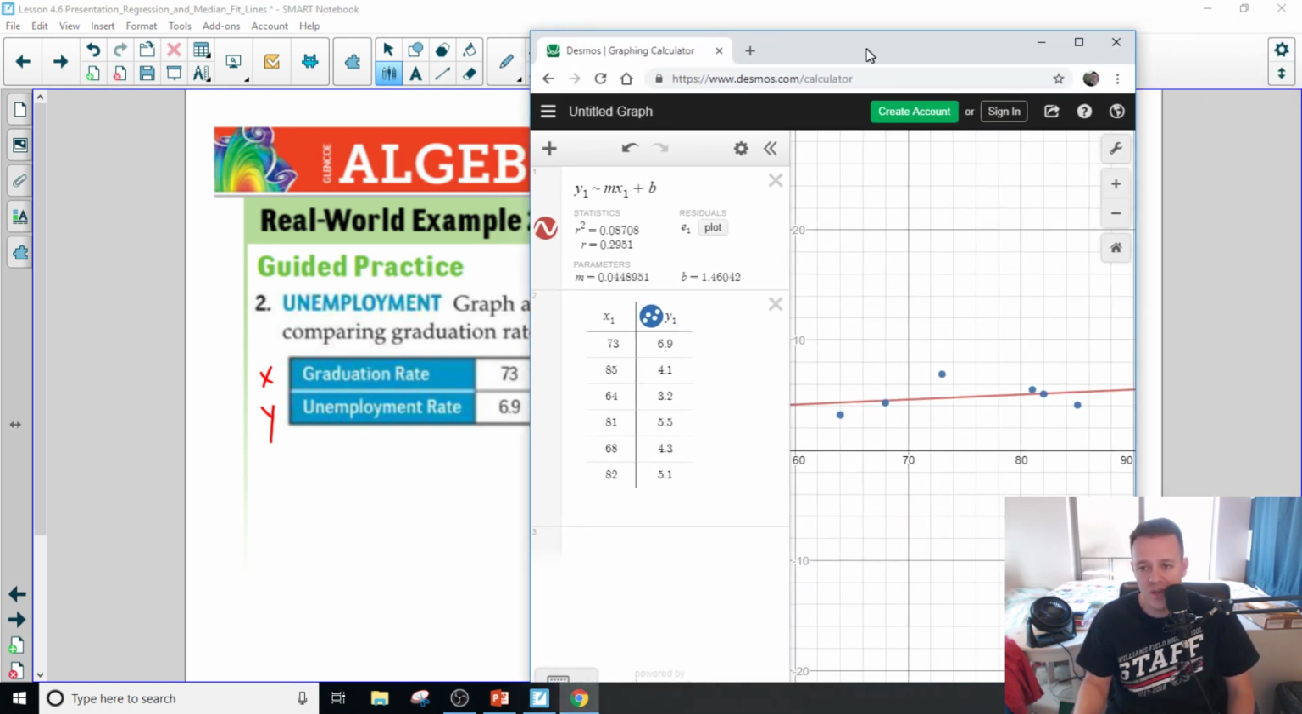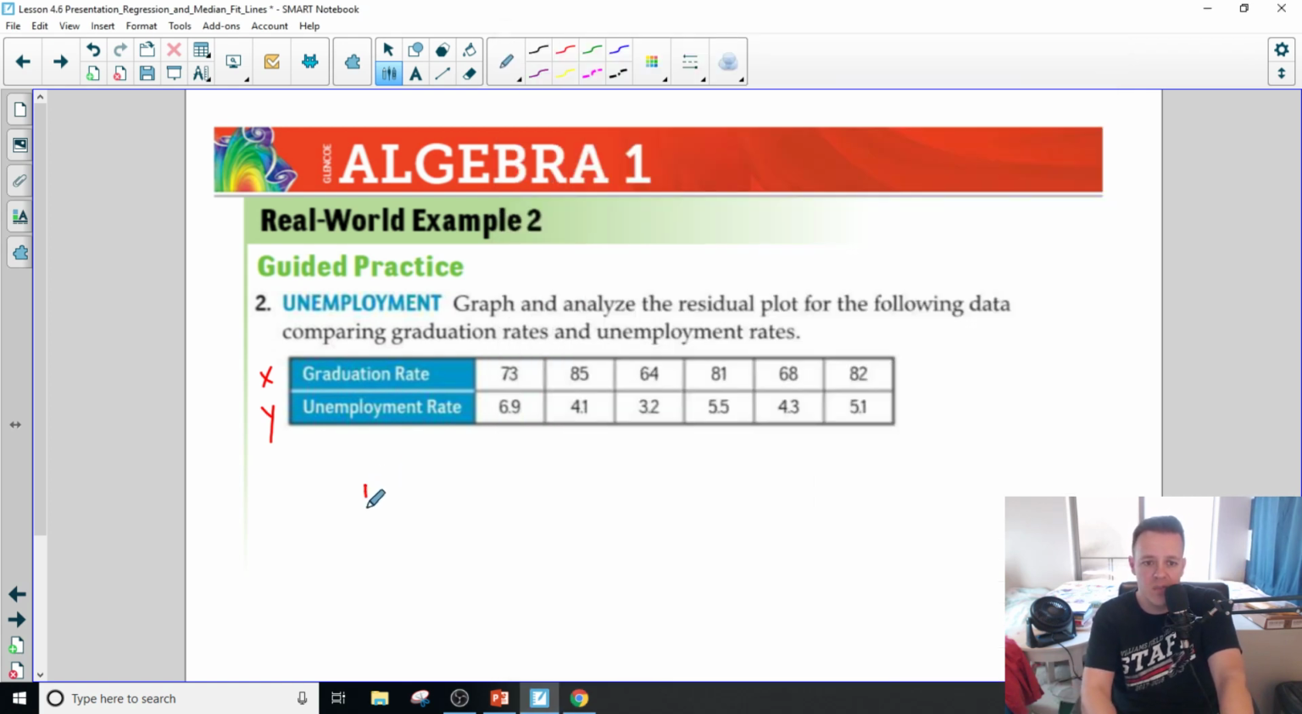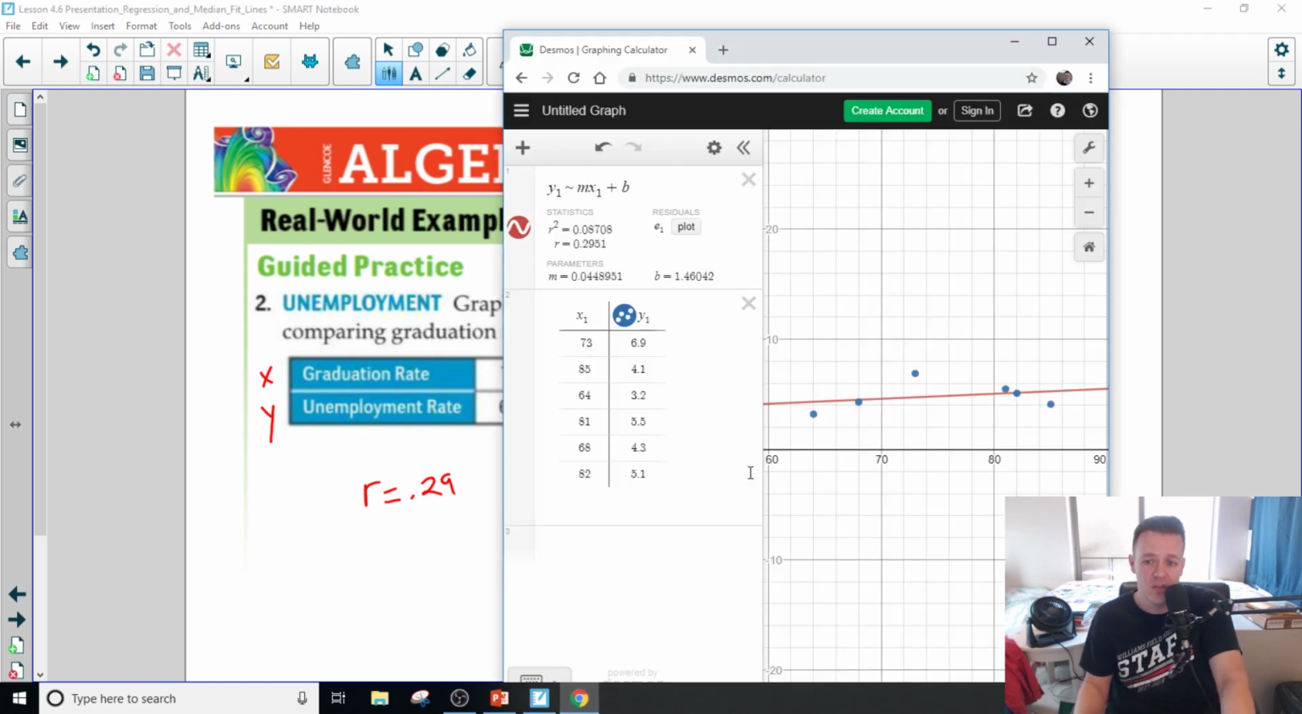Now, what's interesting about this graph, and I have it condensed down into a smaller window, is what is my line of regression? Well, it's actually 0.2951. That is my correlation coefficient. Is that a strong correlation? Remember, the closer it is to 0 would be what? A bad correlation. Ladies and gentlemen, this is not a very good correlation. This is not very strong.